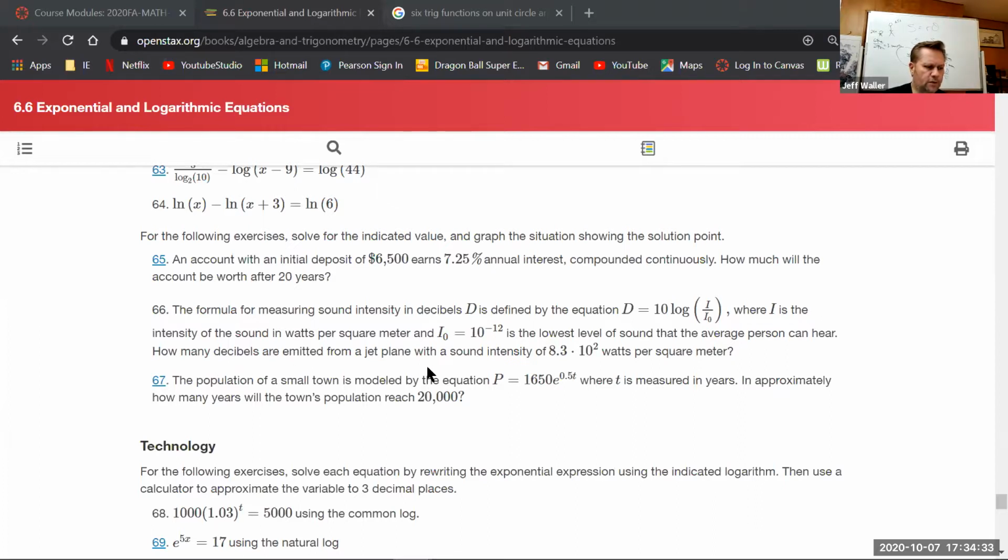How many decibels with a sound intensity? So it's nothing more than plug that in for I not, plug that in for I, solve for D. And it's already solved for D. You just got to plug that stuff in the calculator, right? Does that make sense? They tell you what I is. They tell you what I not is.